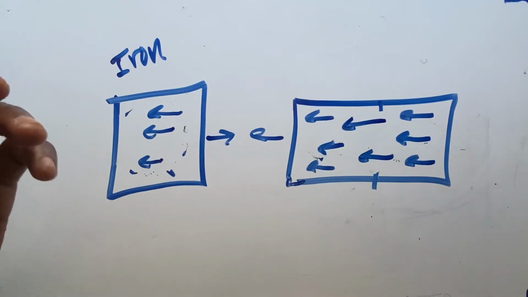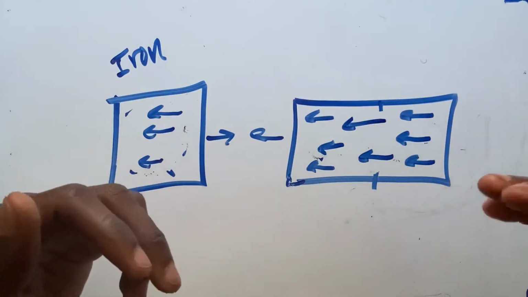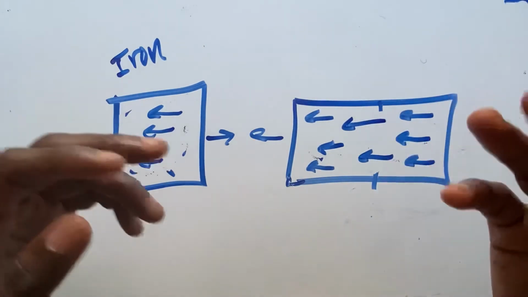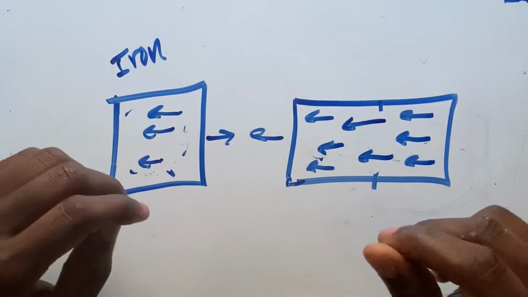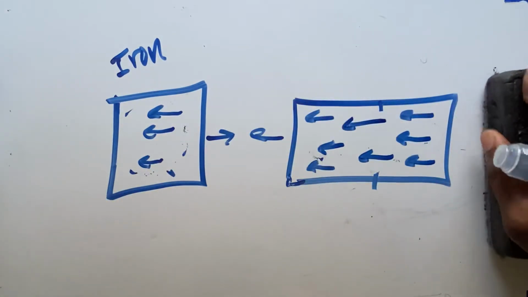So in short, that's basically what makes objects magnets. It's the atoms inside of that object that make it a magnet. And that's basically the simple answer for it.